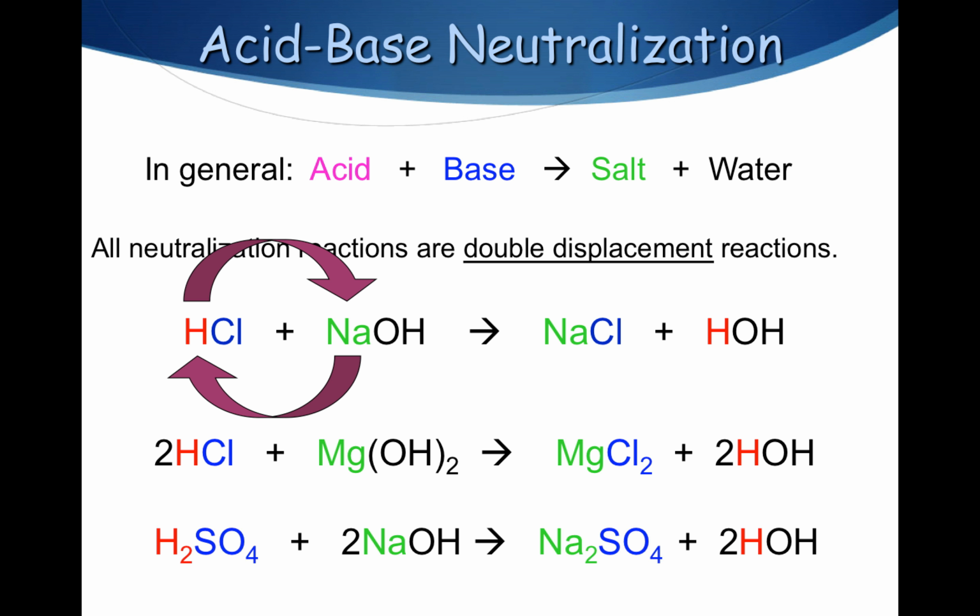Consider the reaction between sulfuric acid and sodium hydroxide to produce the salt sodium sulfate and water. Acids and bases neutralize each other, producing a salt and water. Neutralization is an example of a characteristic reaction between an Arrhenius acid and an Arrhenius base.